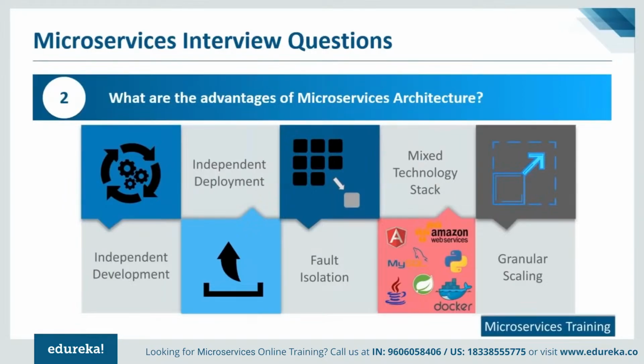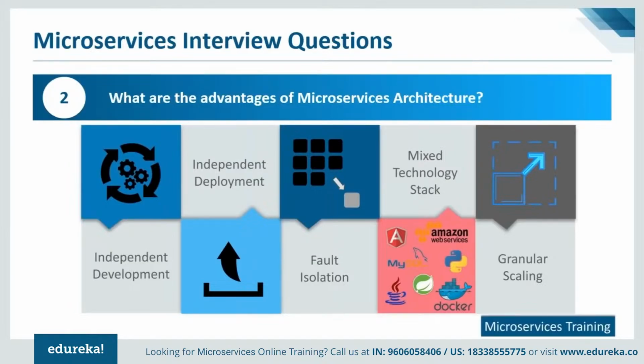Apart from that, we also ensure independent deployment. That means if you have developed a single service, you can go ahead and deploy that service. You do not have to wait for the complete architecture or other services to be ready for deployment. Even if there is a certain amount of change in a particular service, you have to make change only to that service and then deploy it again. You do not have to deploy the complete architecture here.